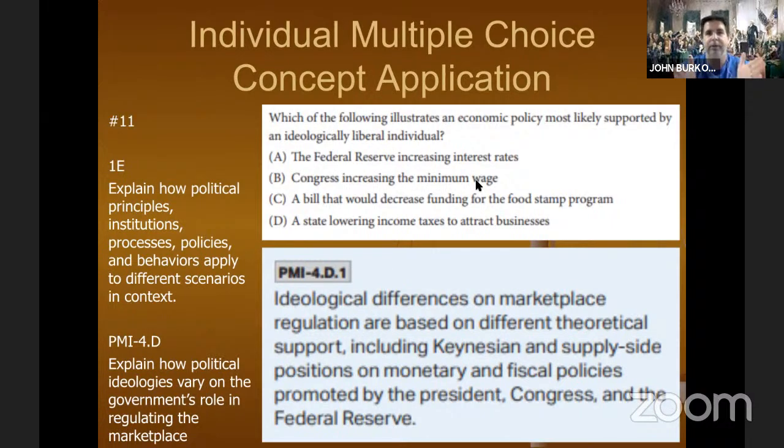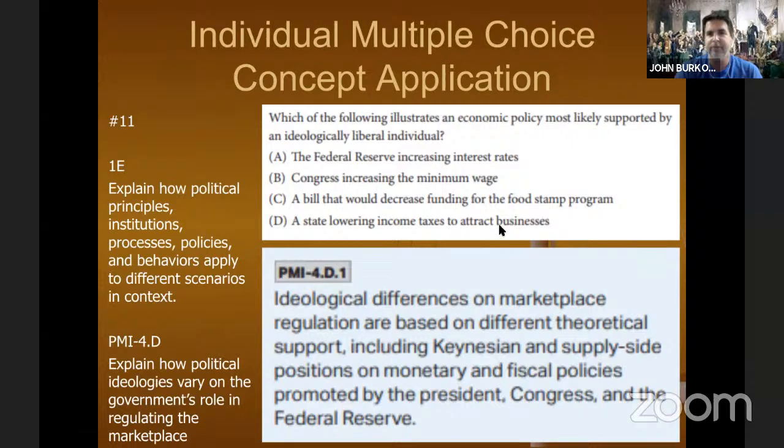That is where an American liberal would think that they want to support the minimum wage. So Congress increasing it, yes, definitely. We don't have to stretch it too much. That's a good answer. The bill that would decrease funding for the food stamp program. Decrease funding? Food stamp? No. Food stamp programs would be supported by liberals.